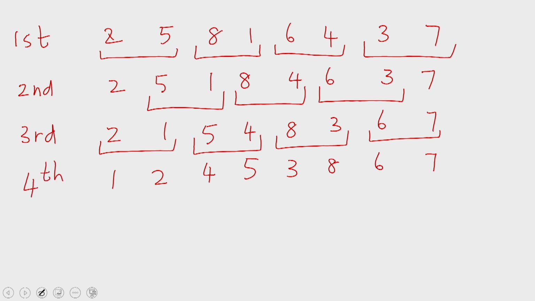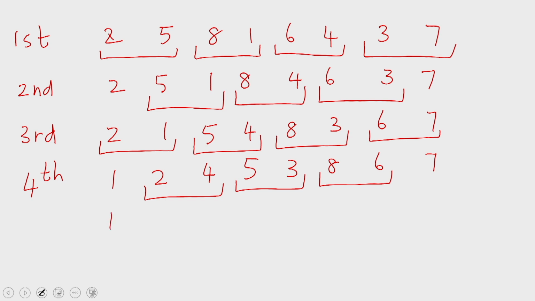The fourth step is again an even odd pairing step. Every even element is paired with the next odd element. So, 2 is paired with 4, 5 is paired with 3, 8 is paired with 6. And then we perform a compare and exchange.